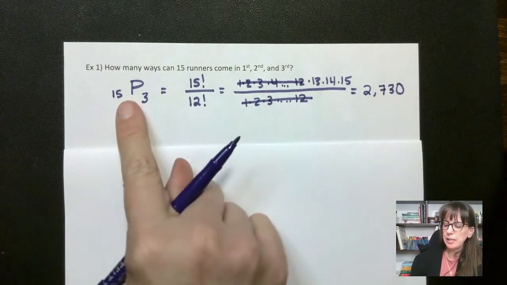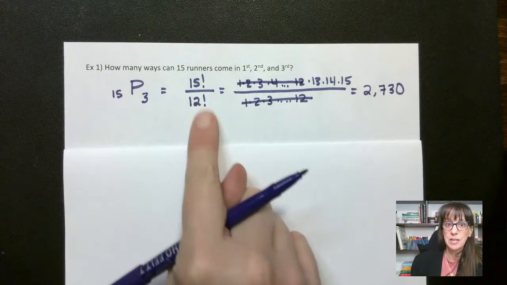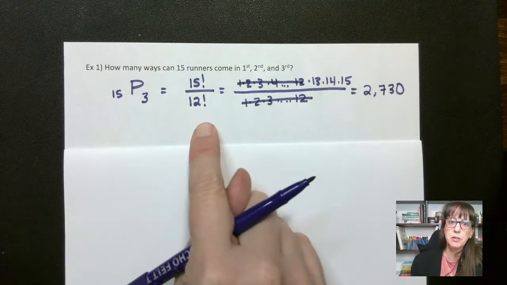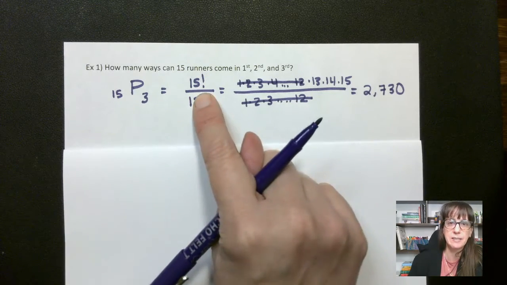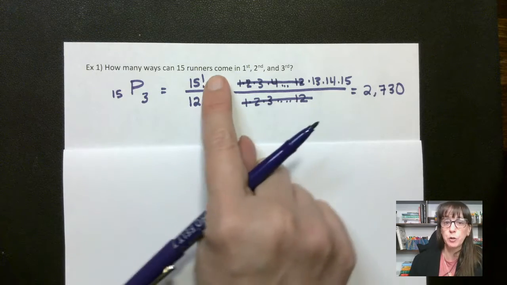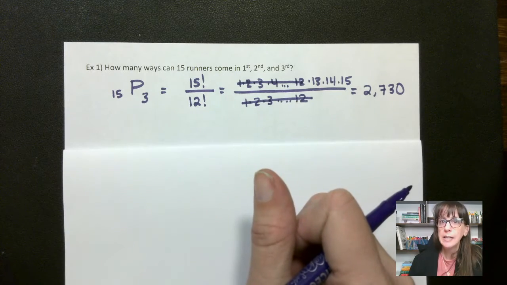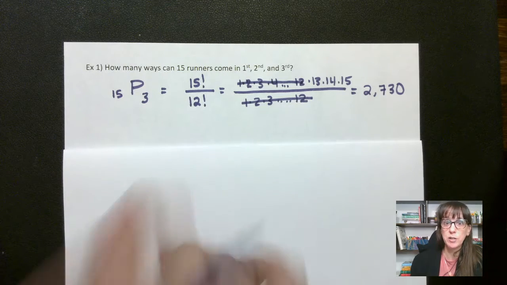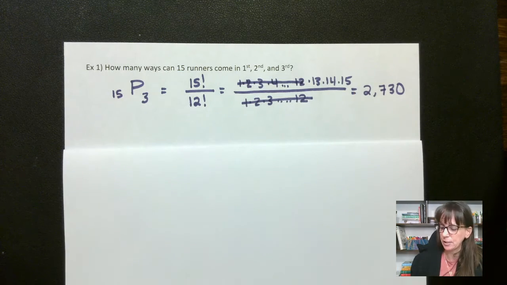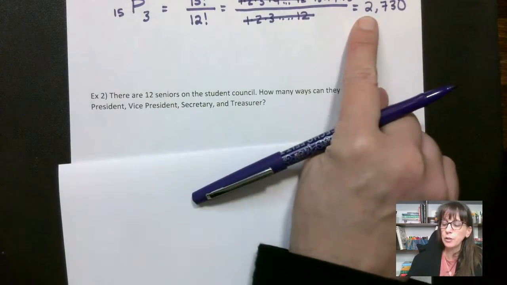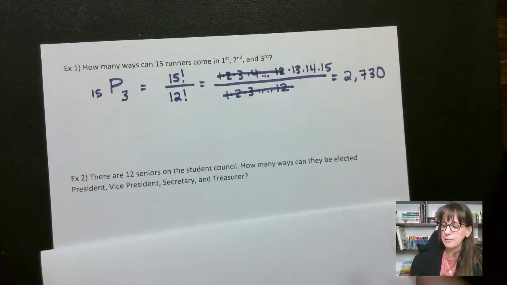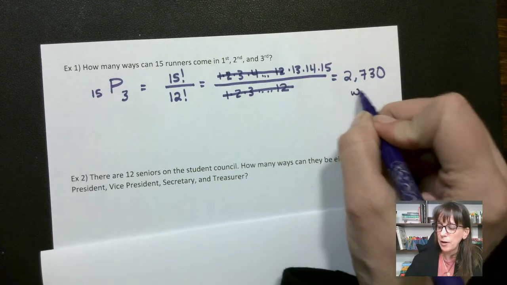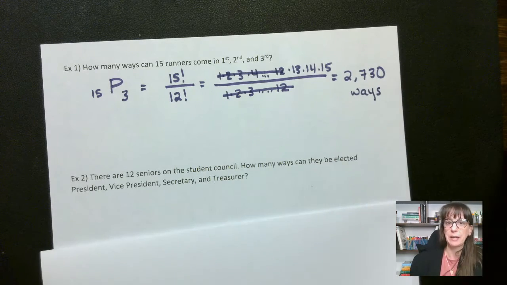Some calculators will allow you just to plug it in like this. You don't even need to do the formula. Some calculators will do the exclamation point. You can type it into Google with the exclamation point and it should work. You may even be able to type it in like this, but either way, just make sure you know how to do it by longhand here, like I've just done on this one. Okay, let's take a peek. Okay, so there are 2,730 different ways that 15 runners can come in first, second, and third.